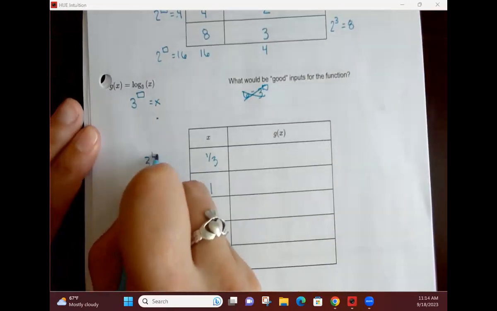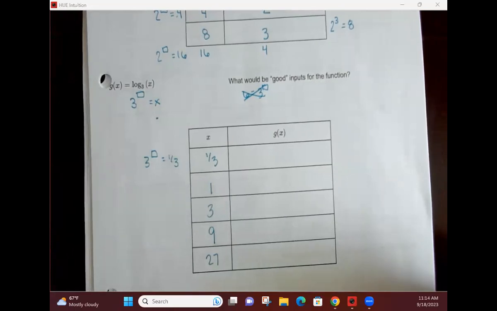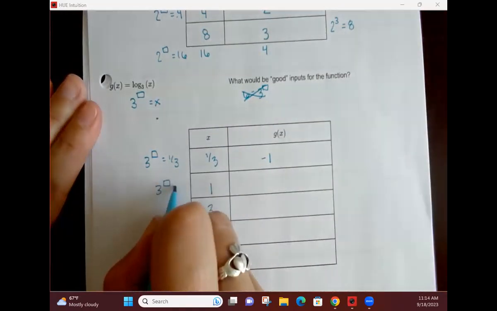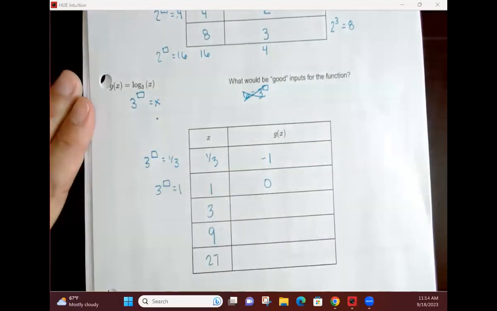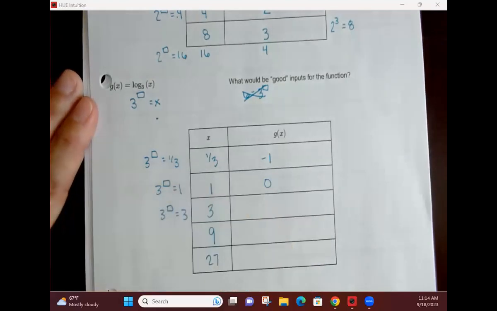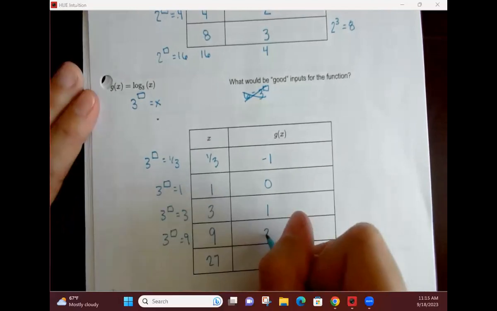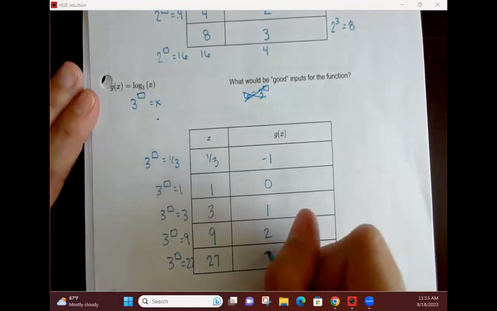So 3 to what power would give us 1/3? I took a reciprocal here. -1. 3 to what power would give me 1? 3 to the 0 power would give me 1. 3 to what power would give me 3? 3 to the first power. 3 to what power would give me 9? The second power. 3 to what power would give me 27? Third. 3 to the third power.